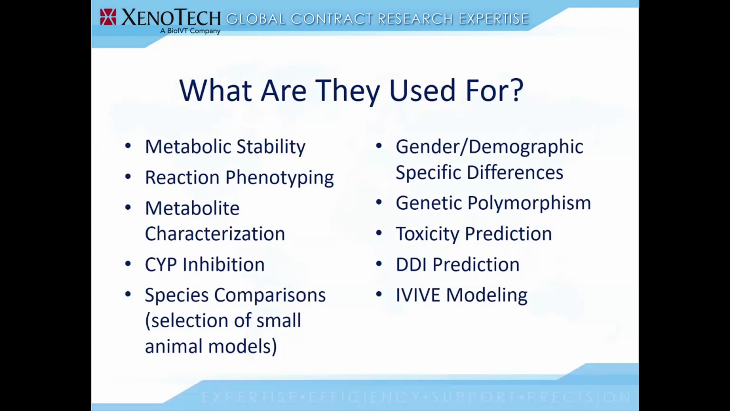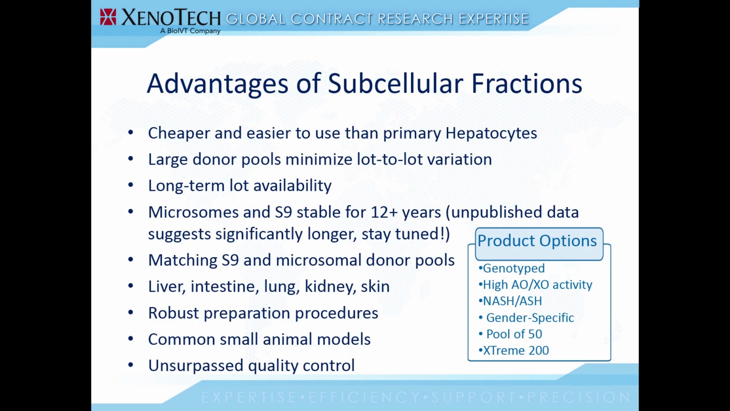They're also useful for potential gender differences in all the above type assays, contributions of genetic polymorphisms, toxicity predictions, DDI predictions, and IVIVE modeling. While it is said that hepatocytes are the gold standard for in vitro work, and they are, there are some pretty significant advantages to using subcellular fractions in your research. They are easy to use, they're significantly cheaper, and have individual lot volumes that single donors or even pooled hepatocytes can't come close to reaching. This gives researchers long-term lot availability and reproducibility.